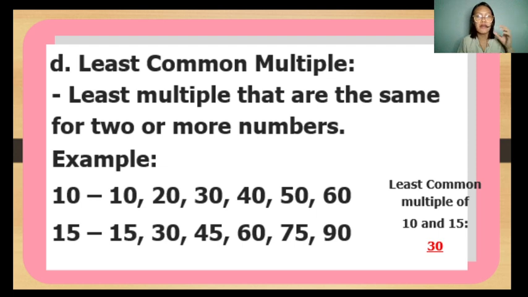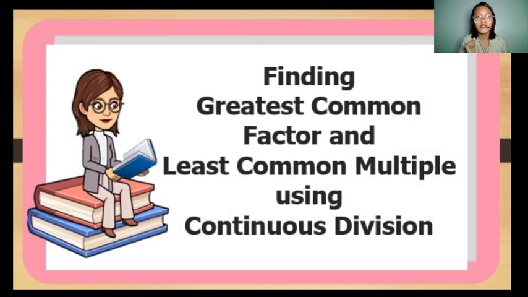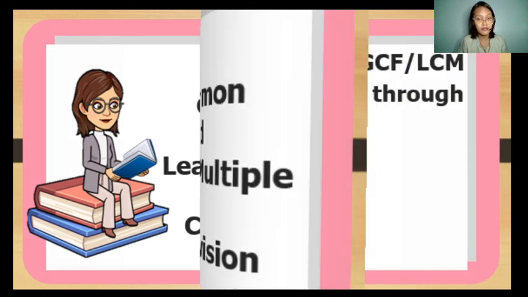So, again, kapag greatest common factor, pinakamalaking factor. Kapag least common multiple, pinakamaliit na multiple. So, that method is for listing. Pero today, dahil kayo ay nasa grade 5 na, i-upgrade natin siya into continuous division. Paano kaya natin makukuha si GCF and si LCM using continuous division?